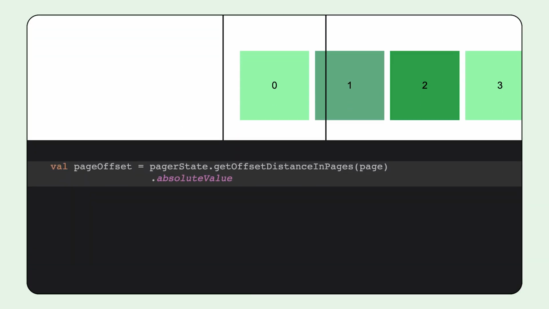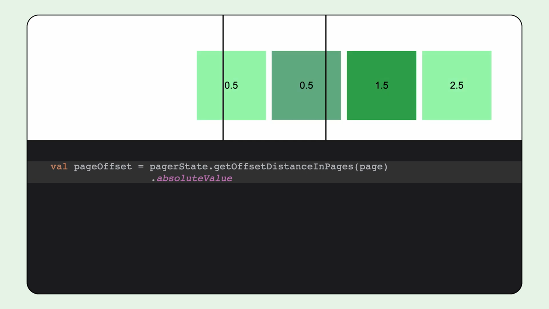Using PagerState.getOffsetDistanceInPages, we will get how far away each page is from the current page snapped position. This will vary from -5 to 5 for the current page. The value is 0 if the current page is in the snapped position. If it's not the current page, it'll be offset by the passed in page number.